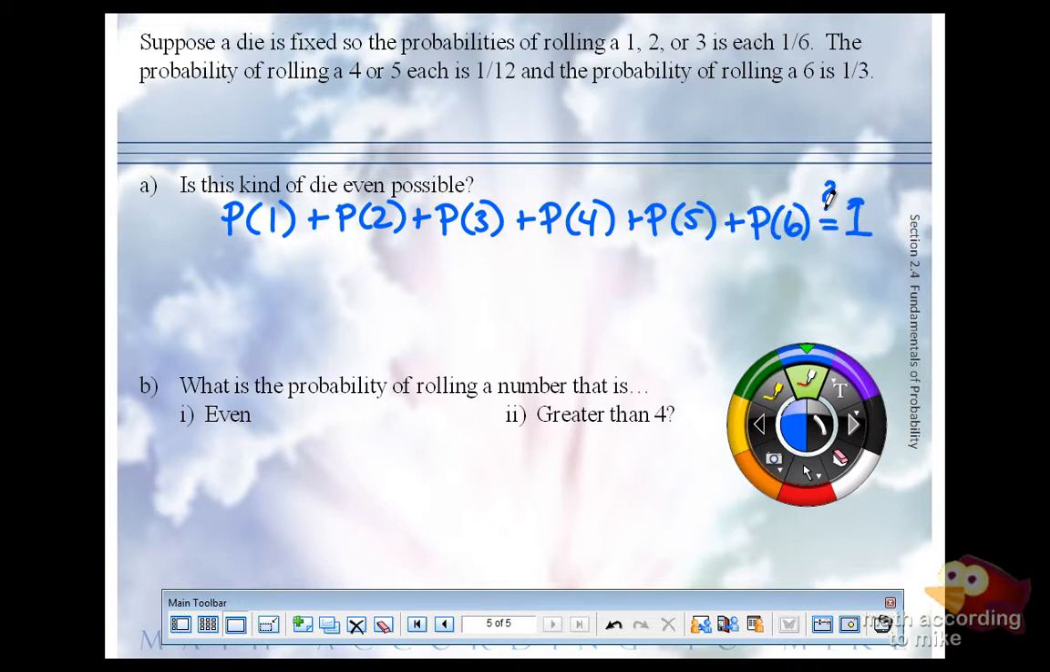Oh my gosh, fractions! I know. There's worse things in life, like a Paris Hilton movie.